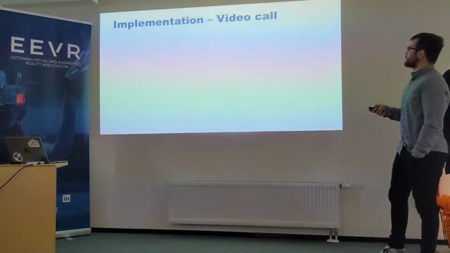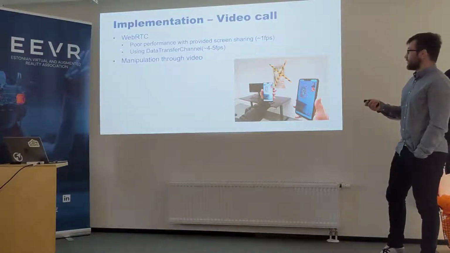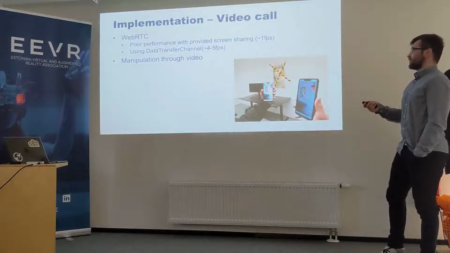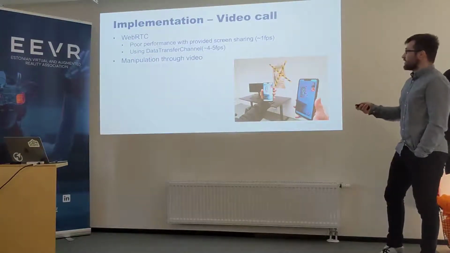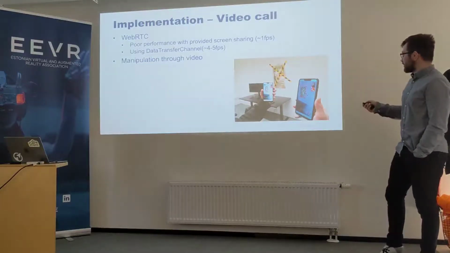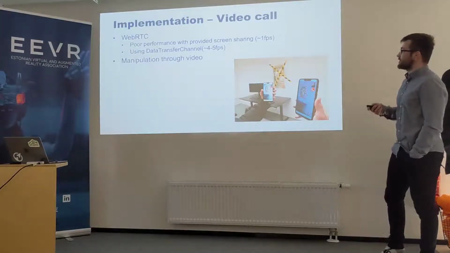And the final feature that I implemented was a video call feature. I used the Augmented to do it, but it has really poor performance, at least on React Native. Then I used my own data transfer channel to do it and got 4 to 5 frames a second. And then I also added manipulation through video. So you can see I used 2 phones here. One is for calling in, and one is actually reading. The same image can be seen by both of the devices.